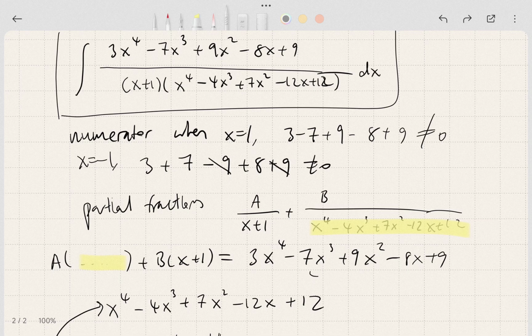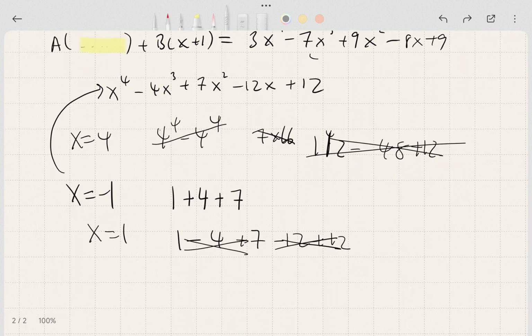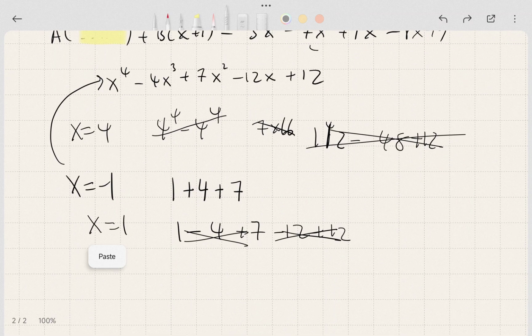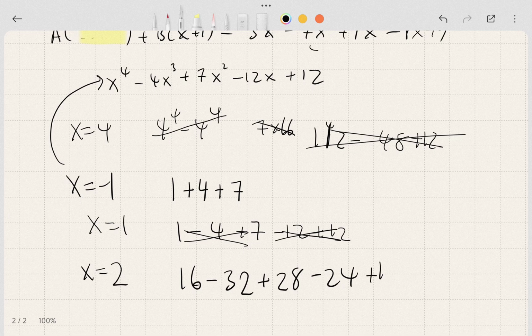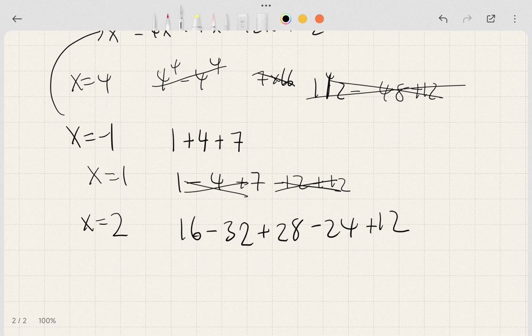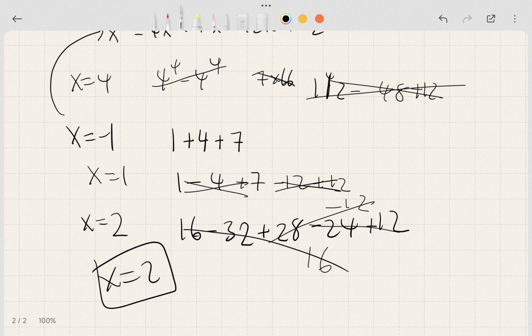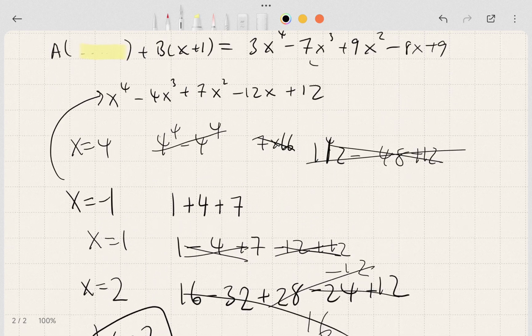But now, let's think about the conditions when x is equal to 2. Think about it further. When x is equal to 2, you get 2 to the power 4, 16, minus 32, plus 28, minus 24, plus 12, and you get 0. Oh yeah, okay, so x equals 2 is a factor. So we can use synthetic division again.